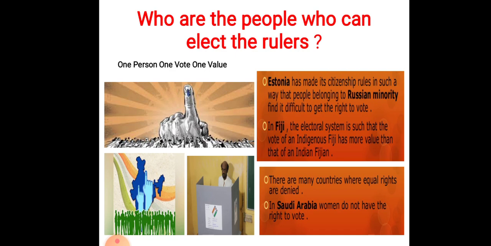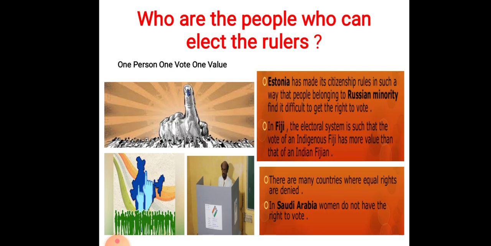Democracy is based on the fundamental principle of political equality. However, there are many instances of denial of the equal right to vote. In Fiji, the electoral system is such that the vote of an indigenous Fijian has more value than that of an Indian Fijian. Let me explain in detail. One person should be given one value.